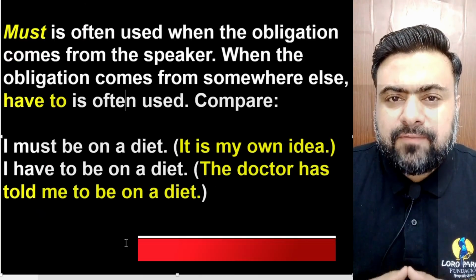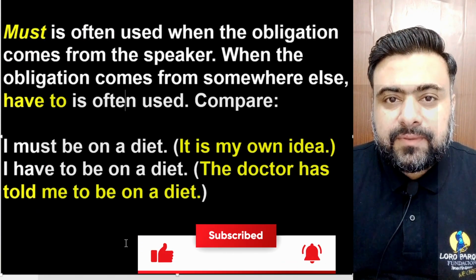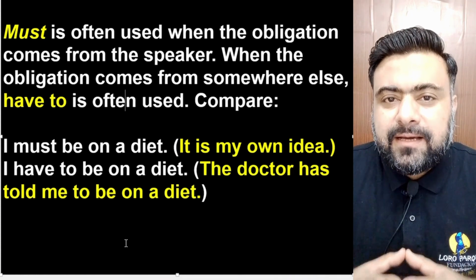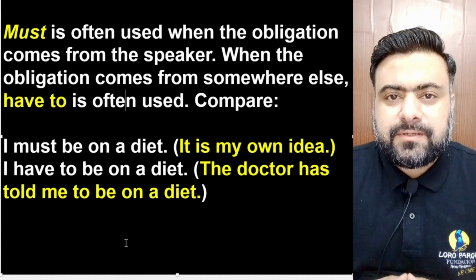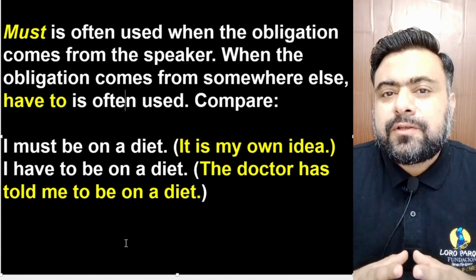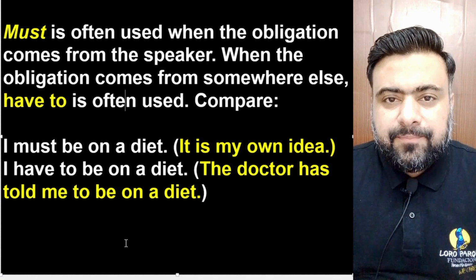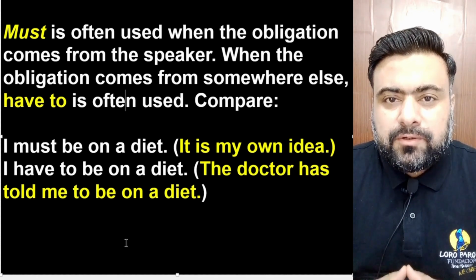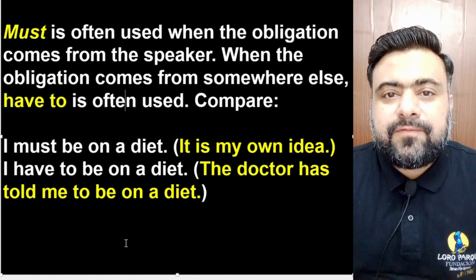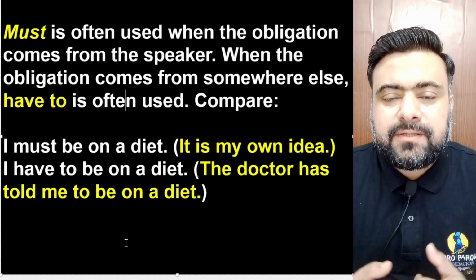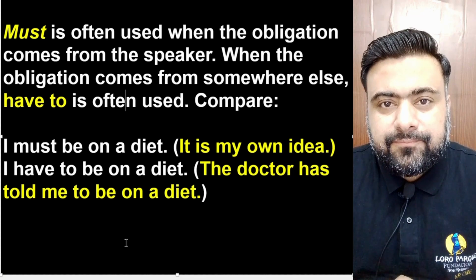There are two kinds of obligations. One is coming from the speaker, from me, the person who is talking, and the other is coming from the outside, another person, from somewhere else. So, if the obligation is coming from the speaker, the modal verb must is used. But if the obligation is coming from outside, from another person, then we use have to instead of must.